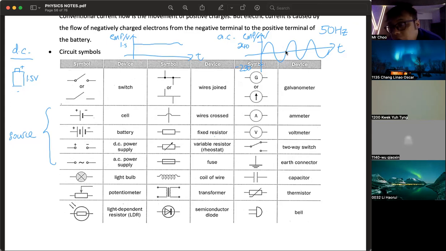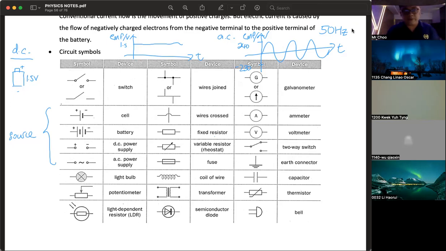Imagine if you buy things from USA. USA is not 240 volt, it is 120, if I don't remember wrongly. So when you buy things overseas, always make sure that it's compatible with where you're going to use the equipment. In Singapore, make sure that it's 230 to 240 volt and the frequency is 50 hertz. Anything that's off, if we plug it into our power supply, it may cause a short circuit in your house, or it may actually burn your device. So this is something that all of you need to take note of.